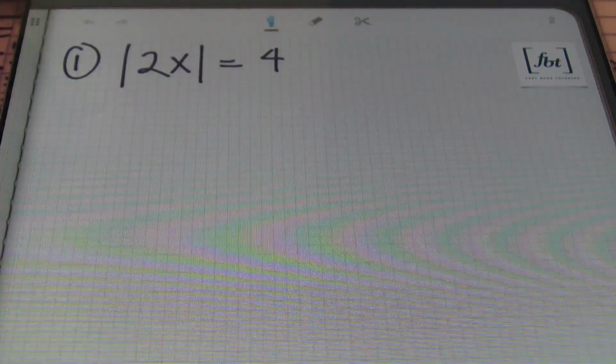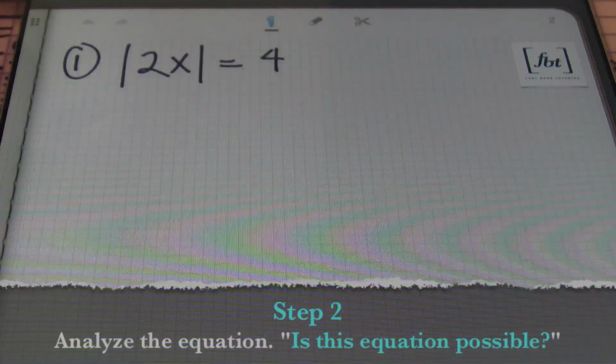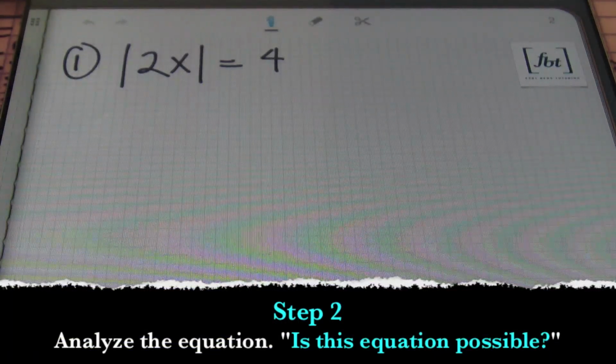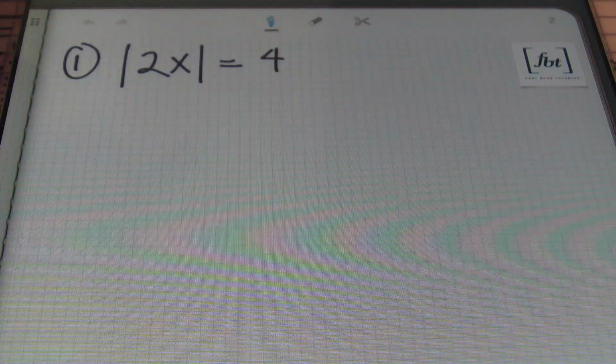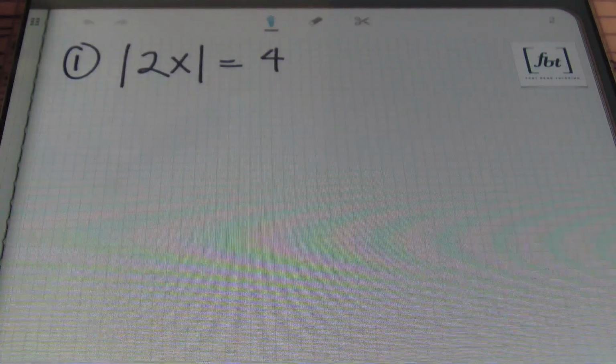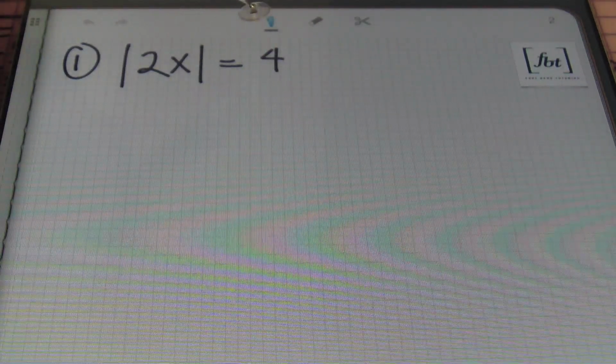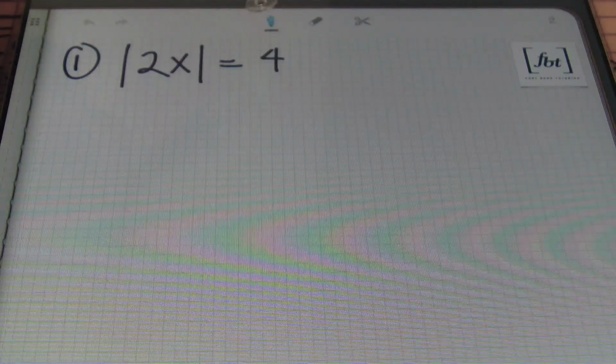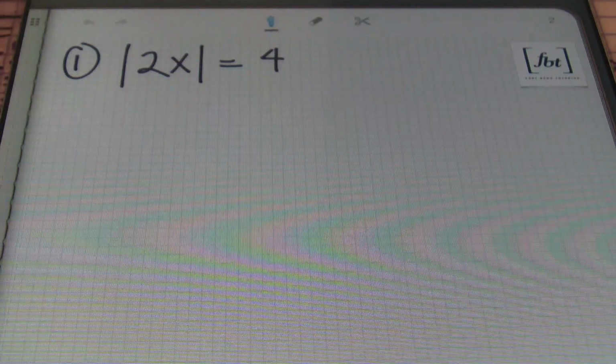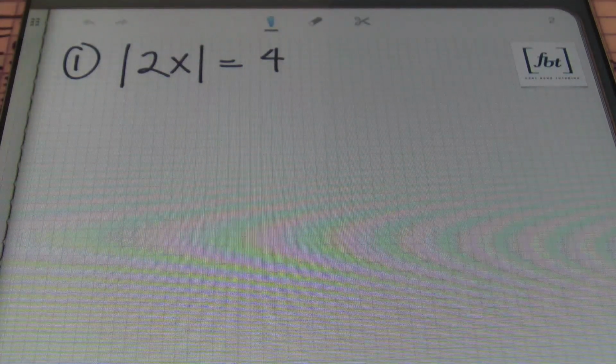Step 2 is the most important step, and that is analyze. Determine whether or not your absolute value is possible, meaning that the absolute value, once you have it isolated, should equal either a positive number or 0. So in our case here, we do have a positive value on the right side of our equal sign. Alright, so because it is possible, we'll move on to step 3.